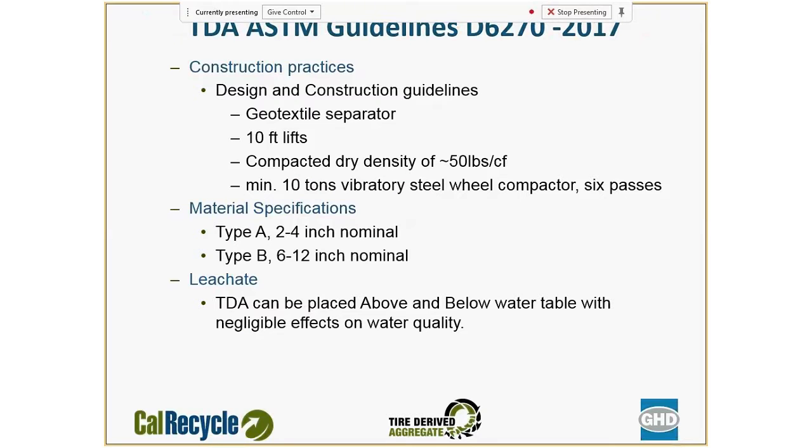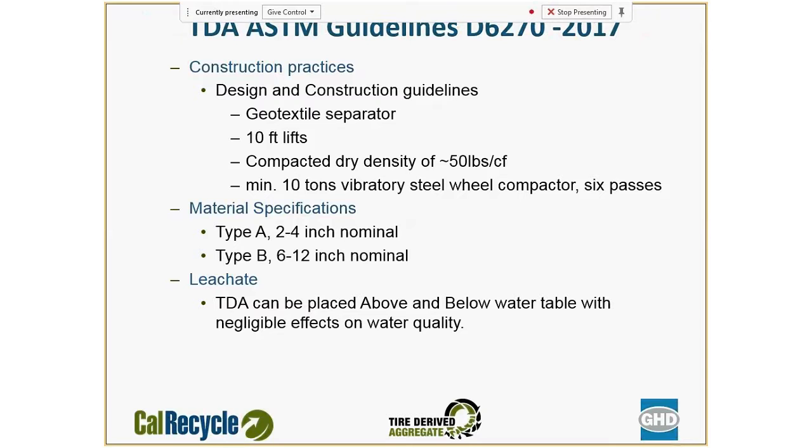All right, so there is the ASTM guideline D6270. We just went through the group ASTM trying to update it. It's a great resource. It has all types of references, and here's some of the things that relate to road work that come out of this guideline. Construction practices: geotextile separator, 10-foot lifts, then a little soil separator, then another 10-foot lift.